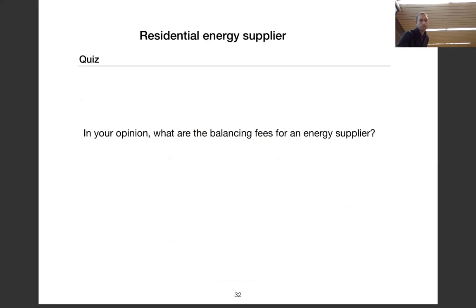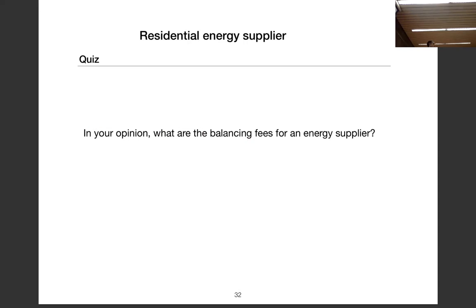Okay, now, do you know what could be the balancing fees for an energy supplier? So imagine we have already bought all of the energy that we need for our customers. So it's okay, we have the energy. Do you know what could be the balancing fees? Balancing means I need to balance on an hourly basis the consumption of all my customers and the energy supply.